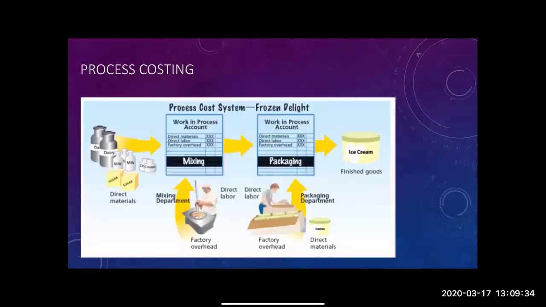What I want to make sure you understand is that under process costing, we have a work in process account for each department. We're in the business of making ice cream. So think of your favorite ice cream place, and they have 2 departments. One is the mixing department and the other one is the packaging department. What's important to note here is that our direct materials, direct labor, and factory overhead will look a little bit different in each of the departments.